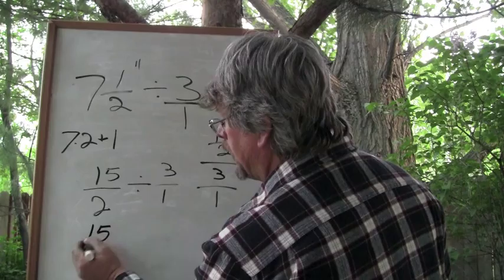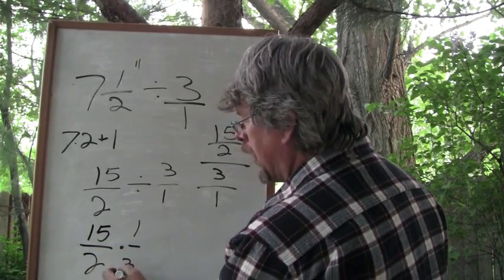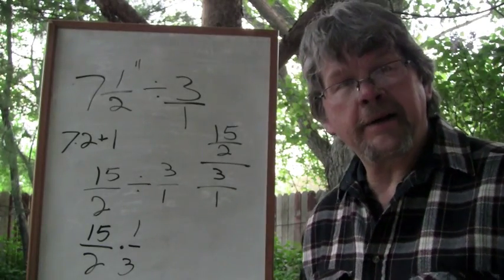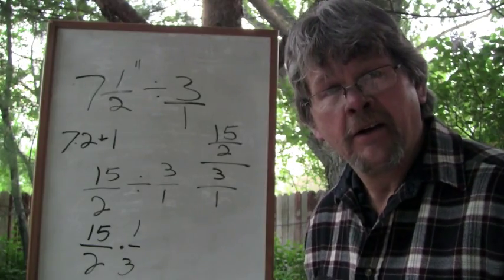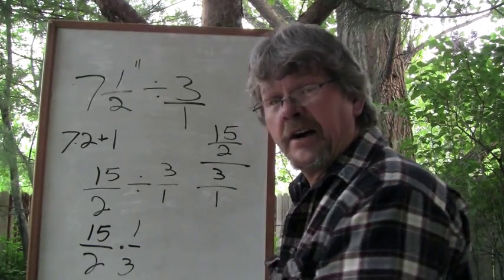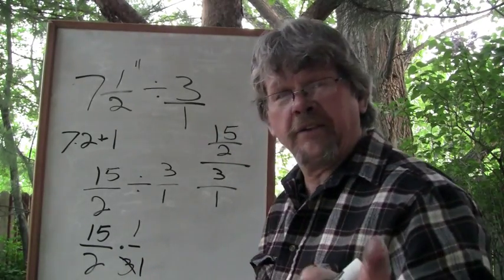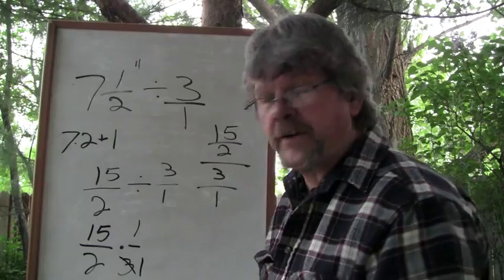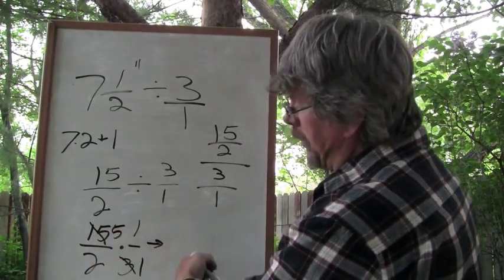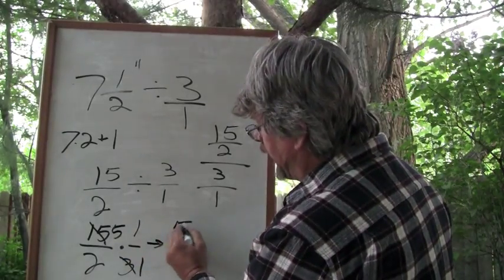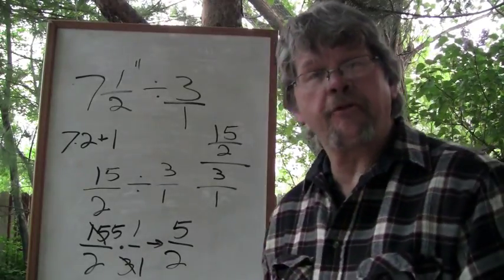15/2 times 1/3. And look at this. 3 is a factor of 15. So we can slash this down. 3 will go into 3 once. 3 will go into 15 5 times. We multiply it straight across. 5 times 1 is 5. And 2. It's an improper fraction.